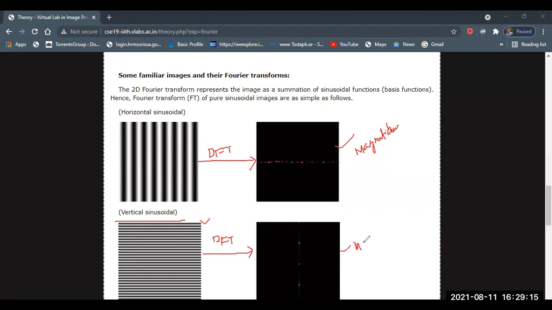This is my magnitude spectrum. Now you can see it is represented by a vertical line, where the dot basically represents higher intensity values. These two are very relevant to how to convert a horizontal sinusoidal to its respective DFT, and how to convert a vertical sinusoidal to its respective DFT.